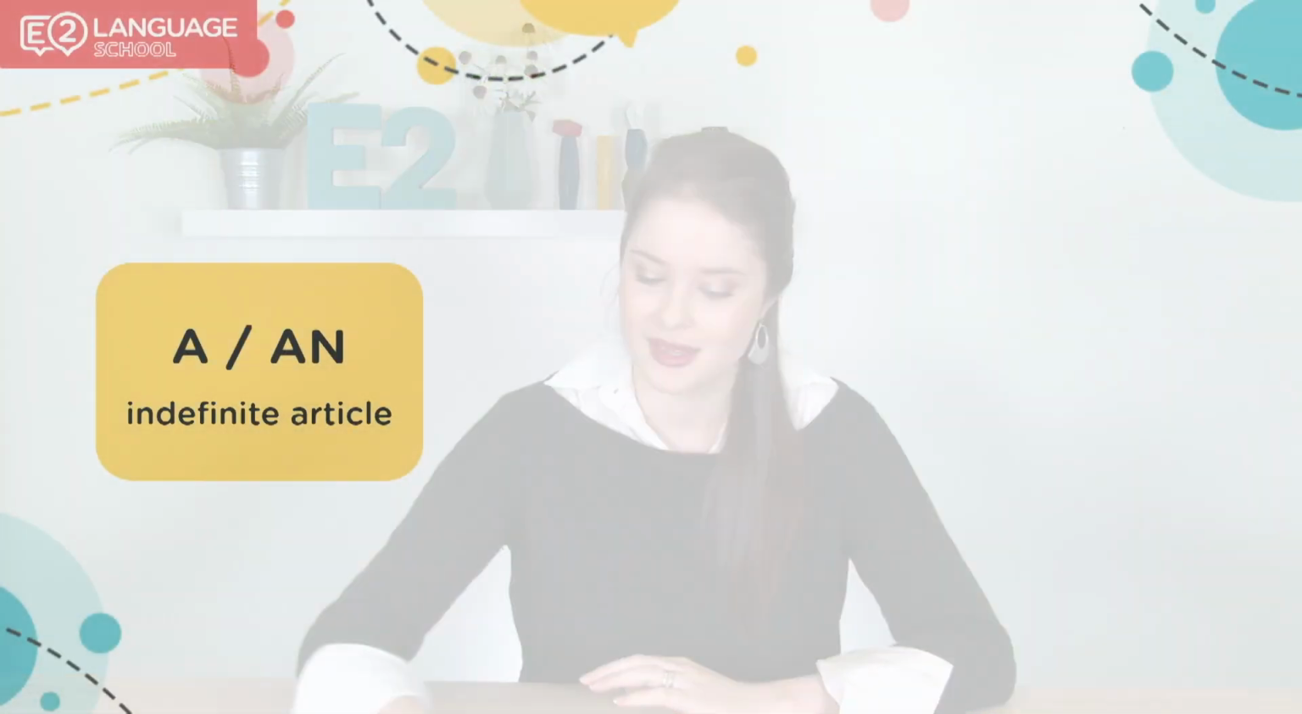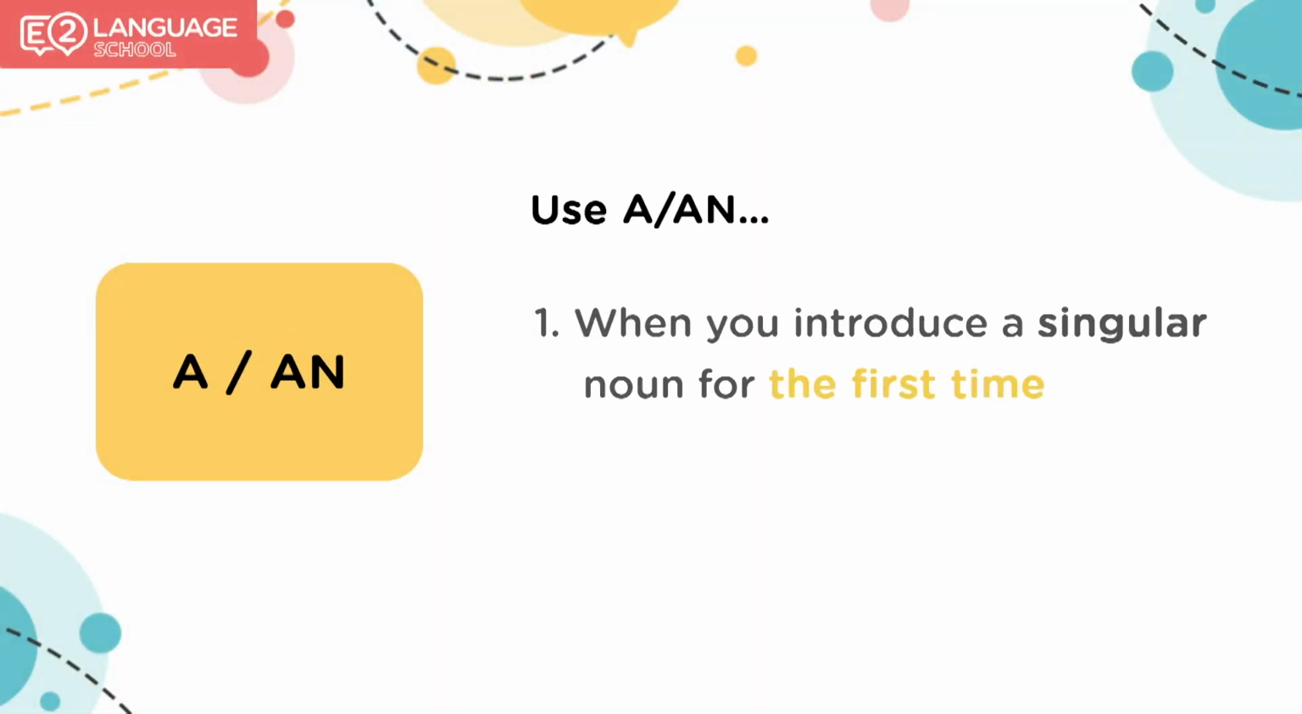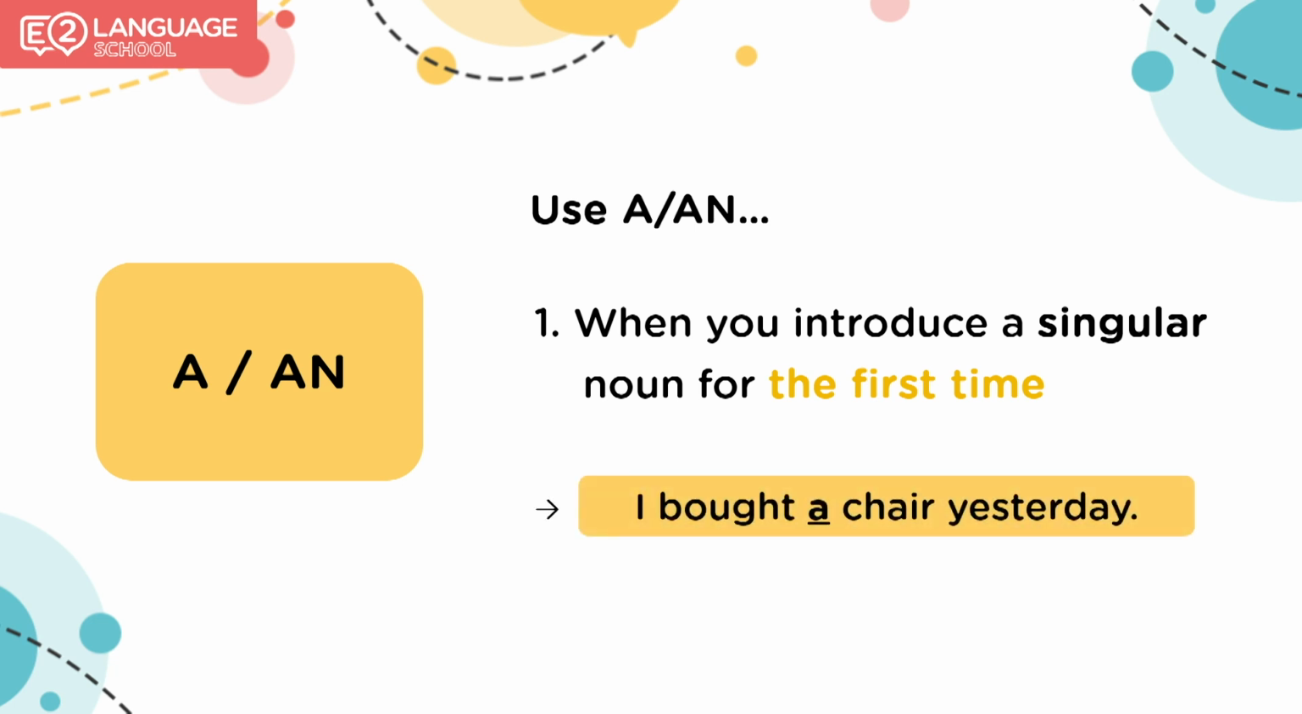Okay, so let's begin. When do we use a and an? Well, there are two main uses. The first use is when you introduce a singular noun for the first time. For example, I bought a chair yesterday. So this is new information for my reader or my listener.